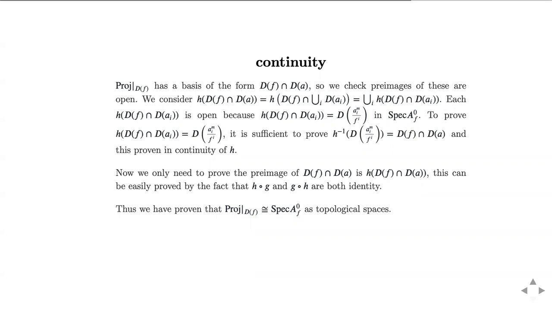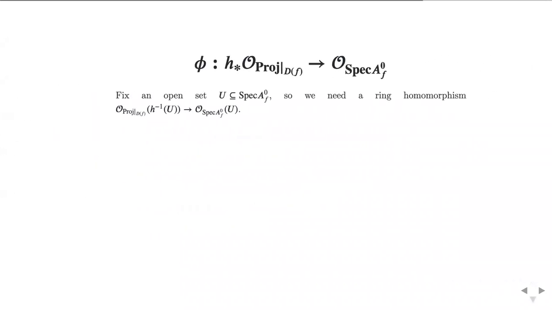We just need to prove that the pre-image of the right-hand side is actually the intersection of two basic open sets. Here, there should be a subscript i, and this is exactly what we proved when we were proving continuity of H. And so we will be finishing if we actually know that the pre-image of the intersection under G is the image under F, and we can just use the bijectivity to do this. So now we have proven the two topological spaces are homeomorphic.